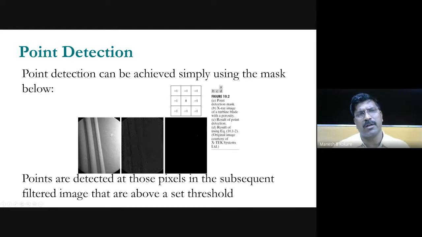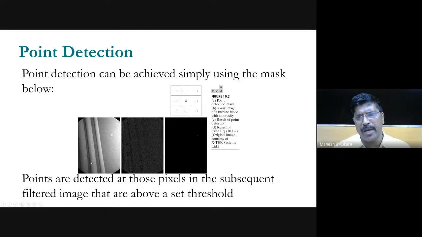So point detection can be achieved simply by using the mask below. With this mask, you can detect the point. For example, here, this is the point, and if you use this, you'll get a result like this. Again, if you do the thresholding, you can detect this point very clearly. So points are detected at those pixels in the subsequent filtered image that are above a set threshold value. This is your point detection mask.